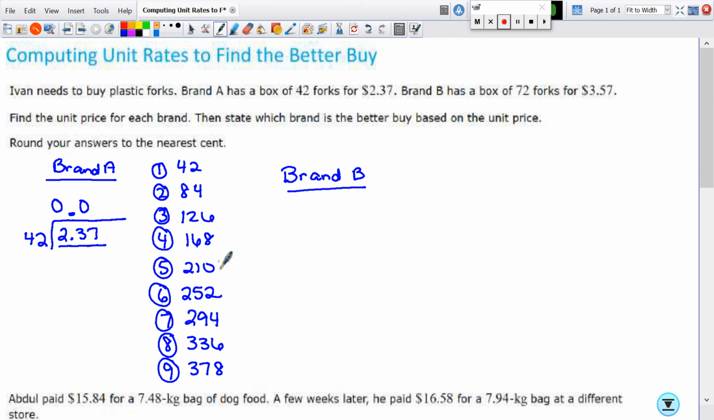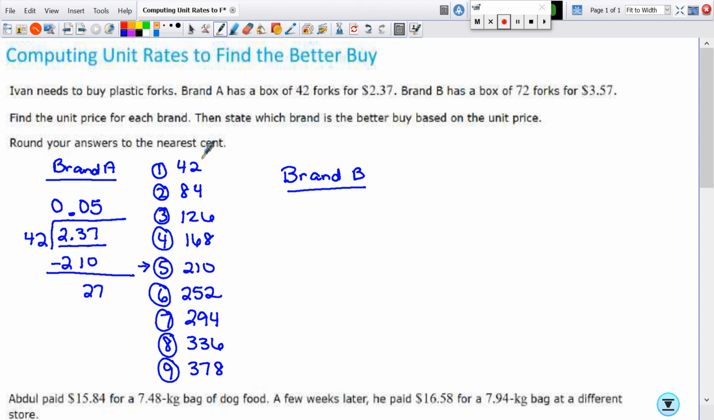Okay, look at the numbers on the list. You want the biggest number, the closest number, without going over. So we can't say 252, that's too large. So we are going to use the 210. Now the circled number goes up top, and the number beside that goes underneath. And then you subtract. So 237 take away 210 is 27.